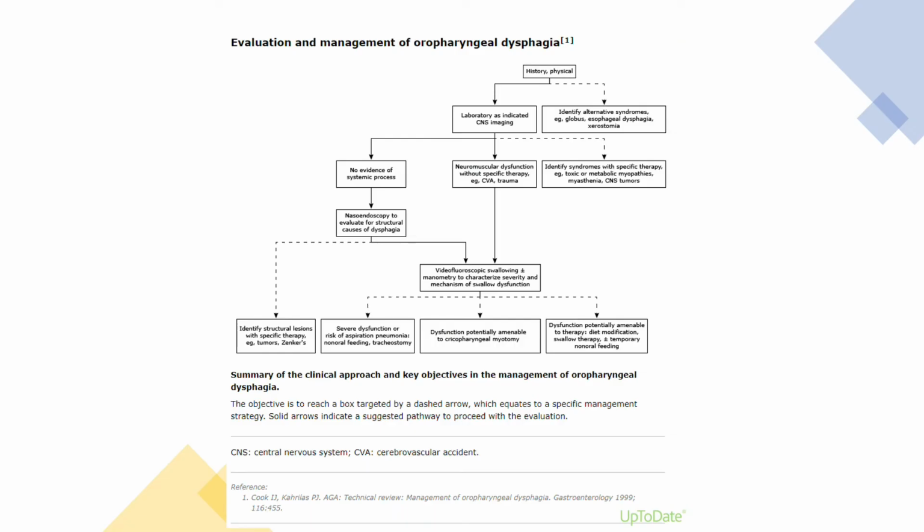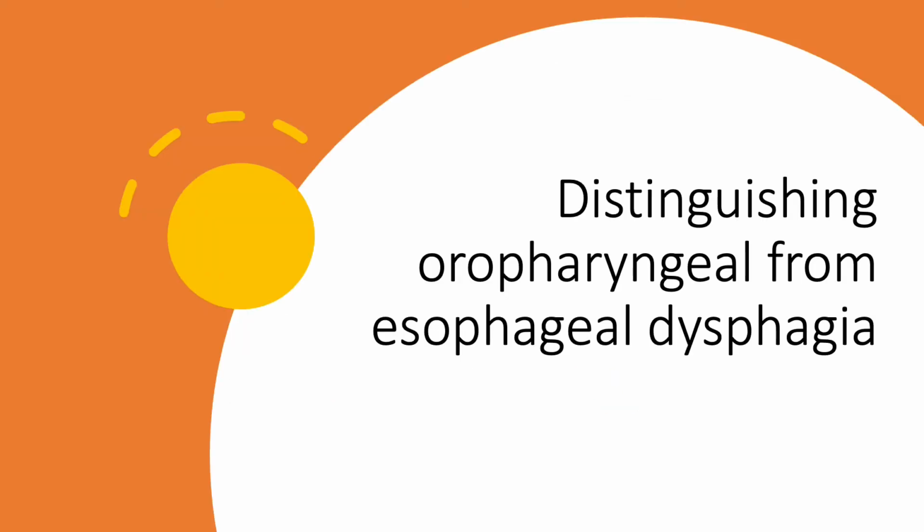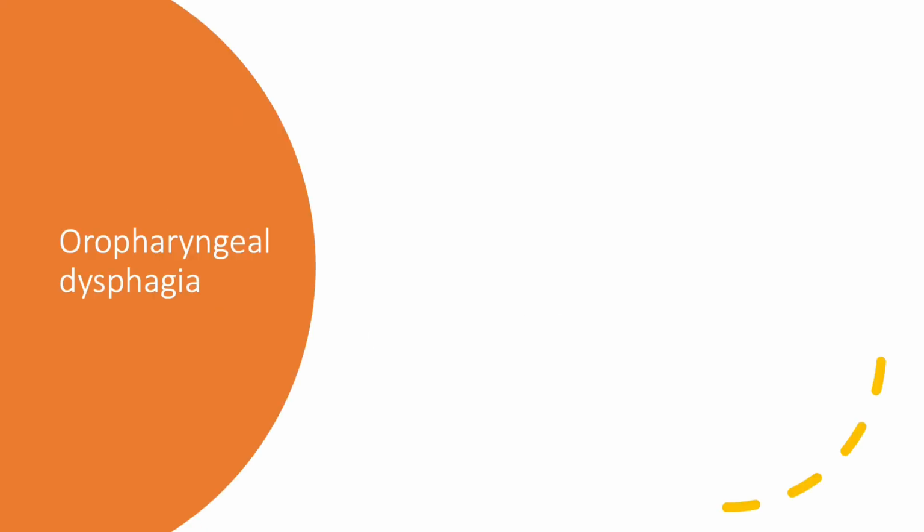Here is an algorithm for the evaluation and management of oropharyngeal dysphagia. Distinguishing oropharyngeal from esophageal dysphagia. The first step in evaluating patients with dysphagia is to determine if the symptoms are due to oropharyngeal or esophageal dysphagia.